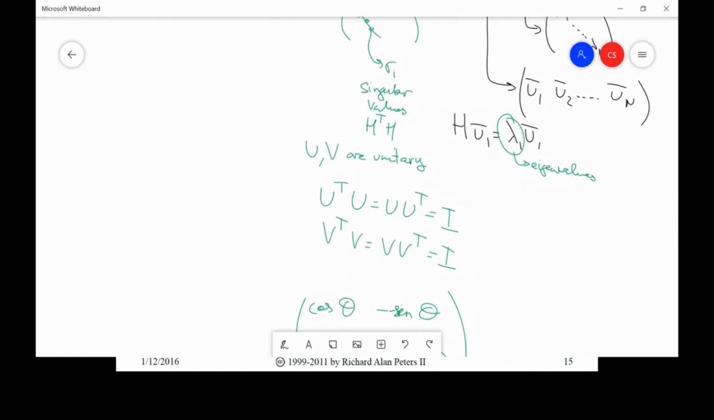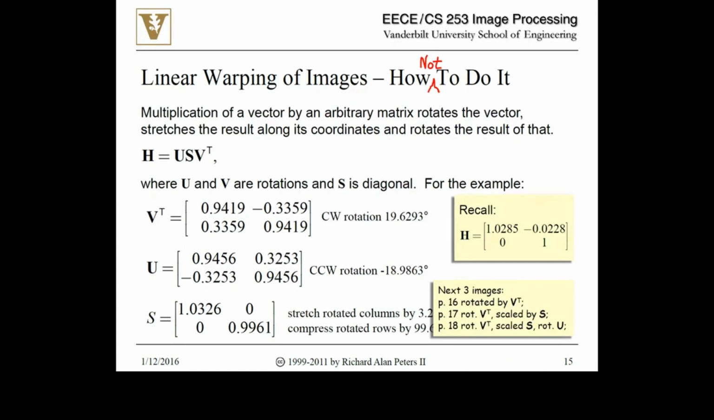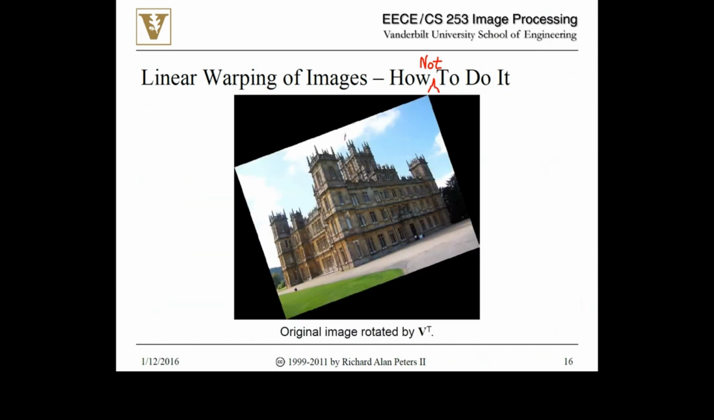And what do we have in the singular value decomposition? So in the singular value decomposition, we have a rotation, then a scaling, then another rotation. So that means any matrix transformation, doesn't matter which one, we are using this one as an example, can be understood as a rotation, clockwise by 19 degrees, then scaling by a small factor, so 3% in X, almost 0.4% in Y, and then another rotation, but now counterclockwise.